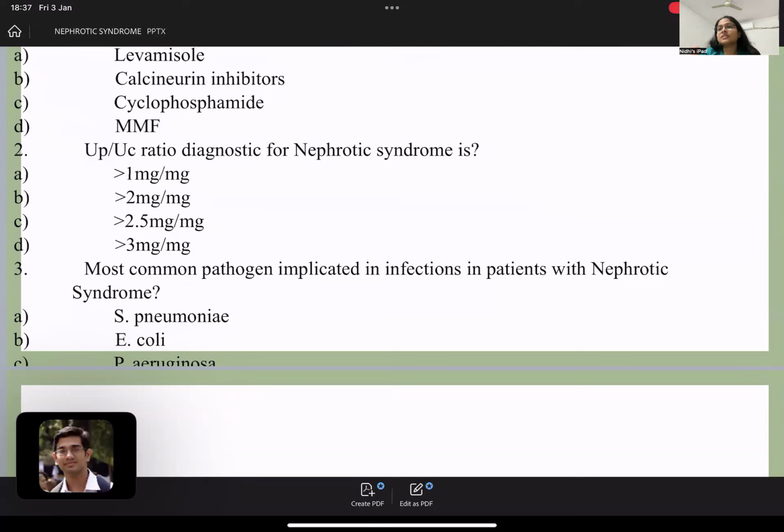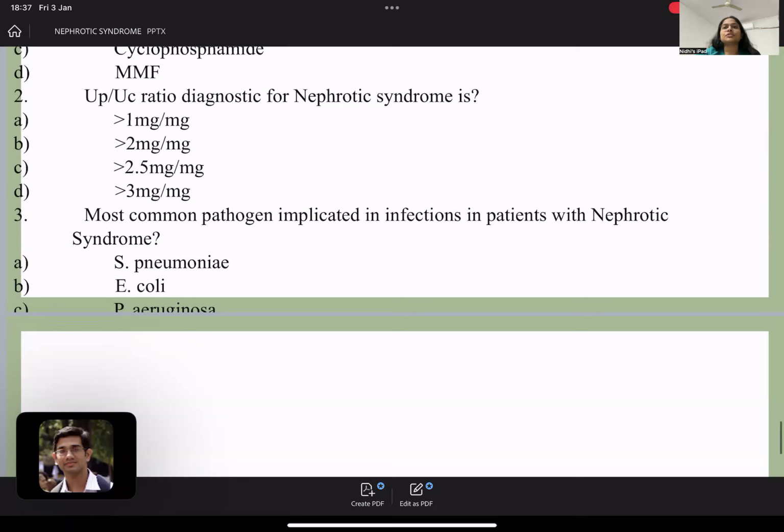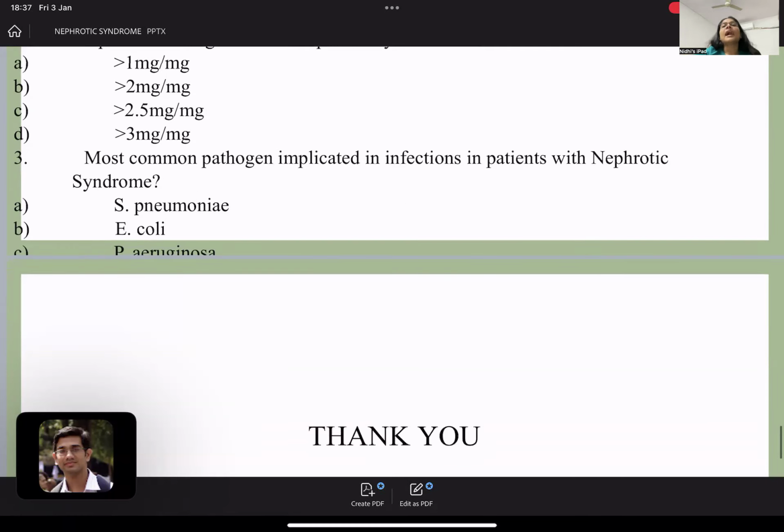The urine protein creatinine ratio diagnostic for nephrotic syndrome is just a factual question, nothing very conceptual about it. It's more than 2 mg per mg, which is the diagnostic ratio. So the answer would be B again. And the most common pathogen implicated in infections in patients with nephrotic syndrome is A, Streptococcus pneumoniae.